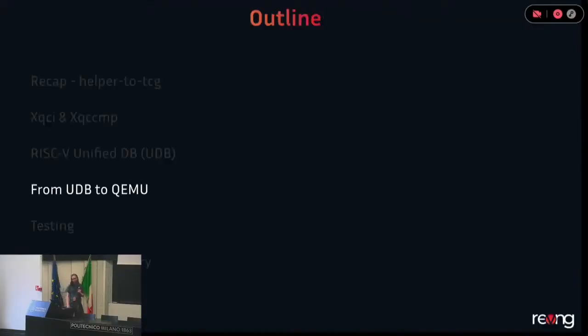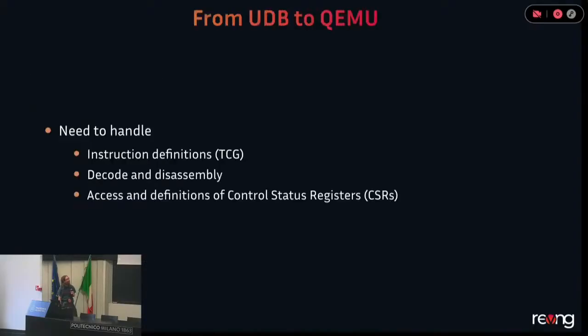So how do we go about going from this specification in the unified database to a working QEMU version? We have three main considerations. One is handling just the definitions of instructions. We try to do this in TCG. And then we also need to be able to decode the instructions to call into our generated TCG code, and also disassemble the instructions for pretty printing. And finally, we need to be able to deal with control and status registers, so how these are defined and how you access them.